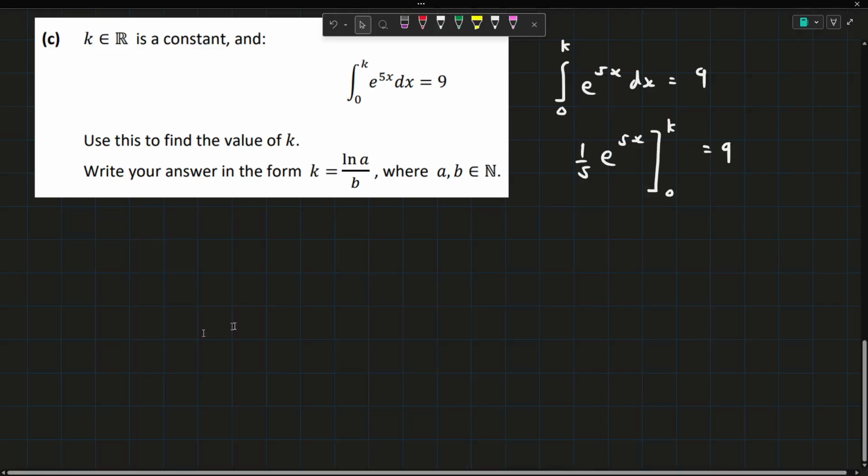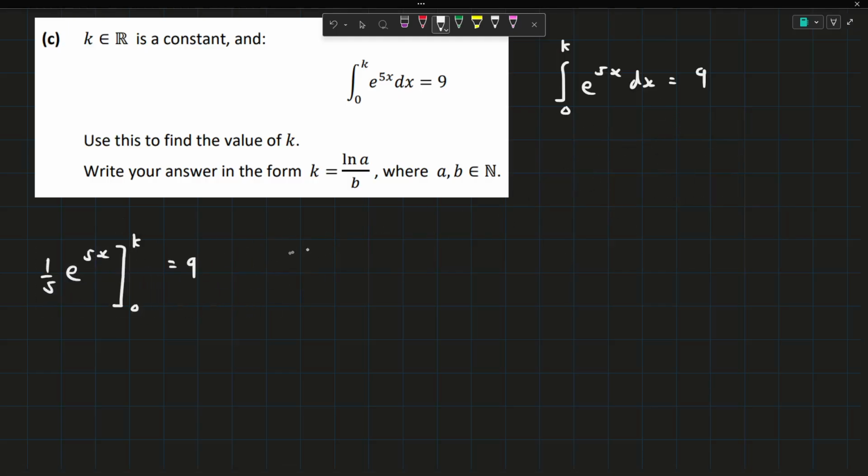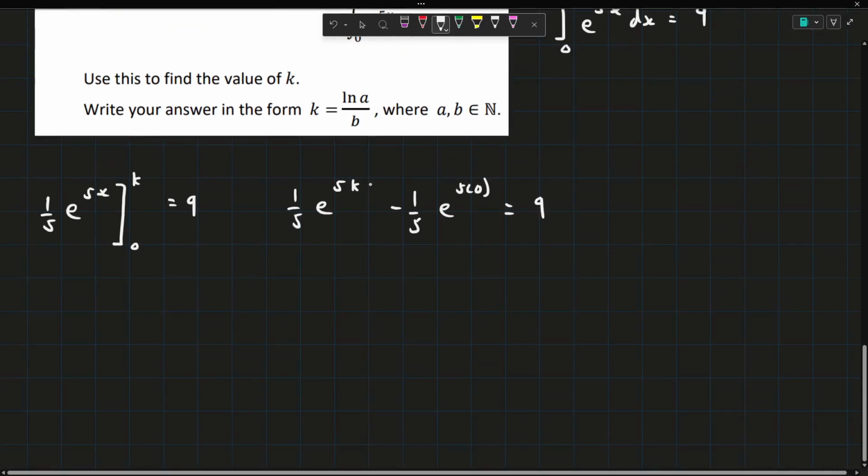So I'll get rid of this now, and let's solve this equation. So we're going to have 1 over 5 e to the 5k, we're replacing all the x's with k, minus 1 over 5 e to the 5 times 0. And don't forget to sub in that 0 because it's important. A lot of people would leave that out. Equals 9. So we can multiply everything by 5, or we can simplify a bit first, kind of up to you. I guess I'll simplify first.